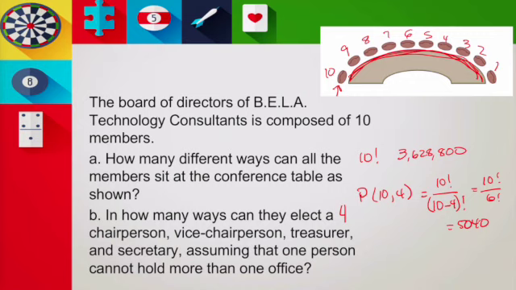Or what you can do is, again, give yourself 4 spaces. So chairperson, vice chairperson, treasurer, and secretary. And so there are 10 options for chairperson. Once we elect a chairperson, there's 9 options for vice chairperson, and then 8 for treasurer, and then 7 for secretary. And so if you multiply 10 times 9 times 8 times 7, you're going to get 5,040.